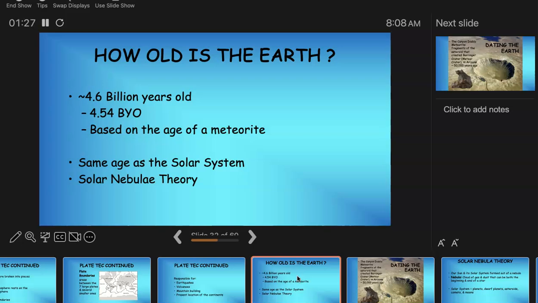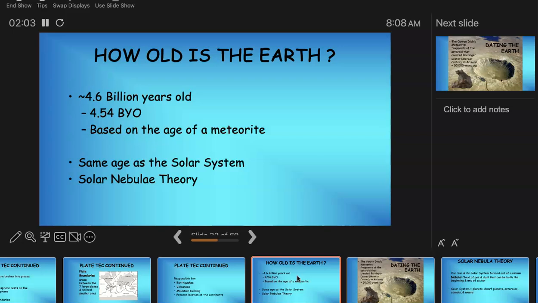So, if you didn't know, the Earth is right around 4.5 billion years old, 4.6. There is another decimal if you care to go that far, but we don't need to. Well, there we go. I guess we did. It is 4.54. And I don't know why I rounded up to 4.6, but I did. And that's based on the age of a meteorite.